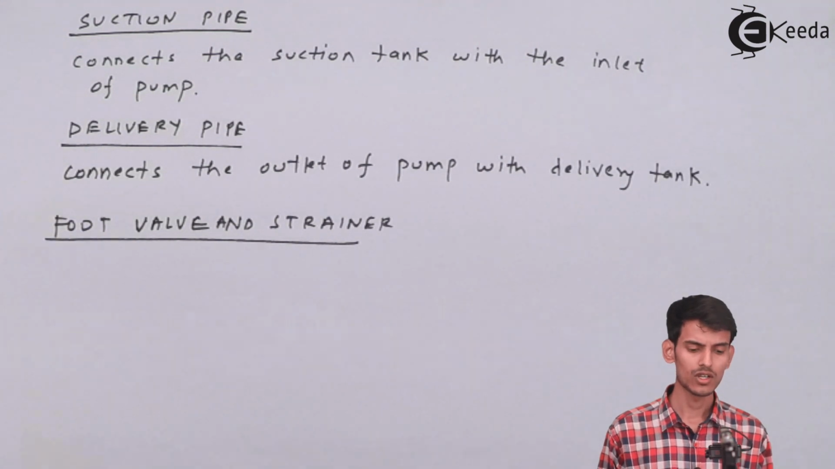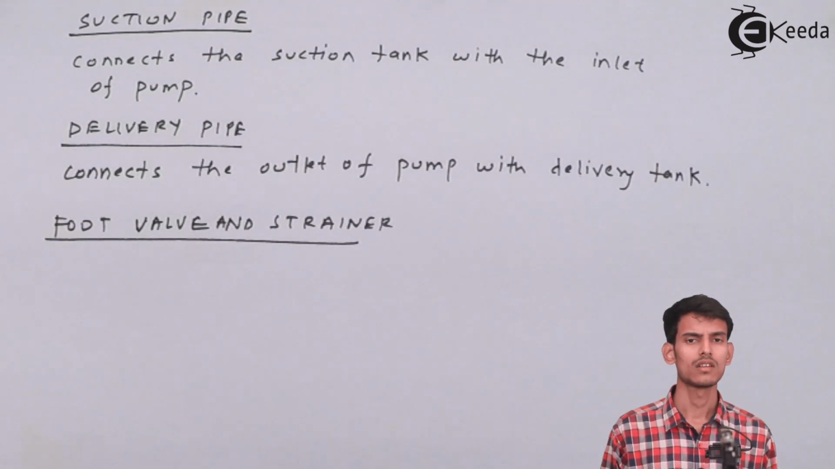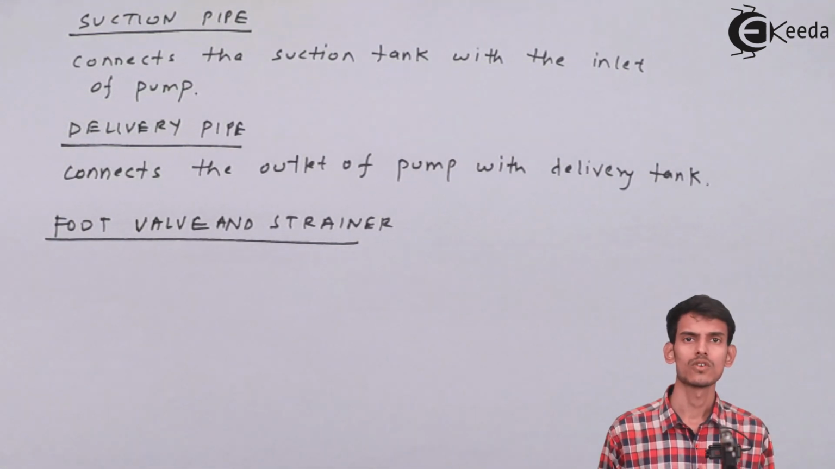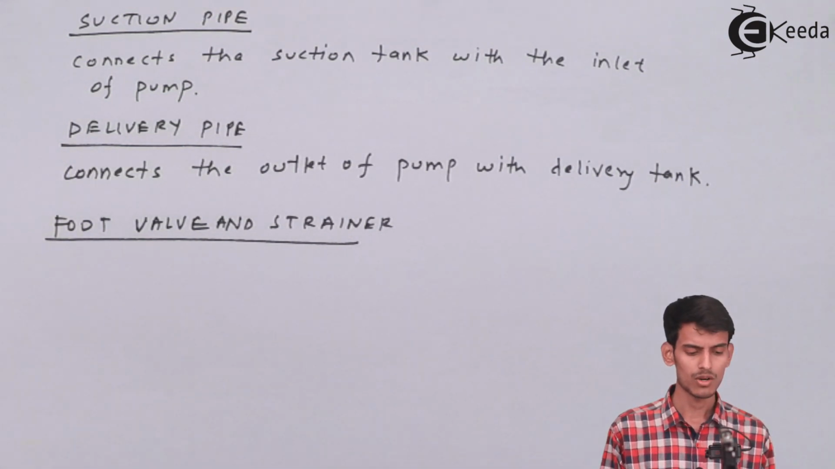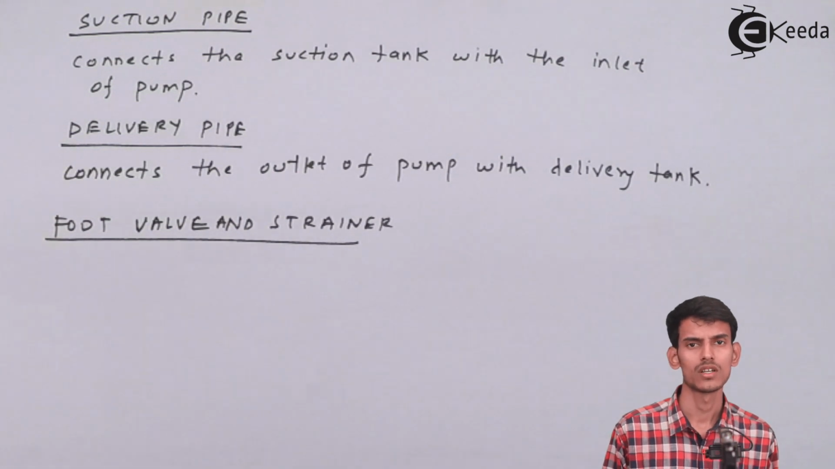Each of them we saw in detail. We saw casing, and there are different types of casing. We saw impeller, and there are different types of impellers. Then we saw suction pipe and delivery pipe. Then we saw what a foot valve and the strainer are. Then we saw that there are different pressure gauges on the suction side and delivery side, and the importance of priming and the openings that we have on the pump. So that was all about this topic, the different components of a centrifugal pump.